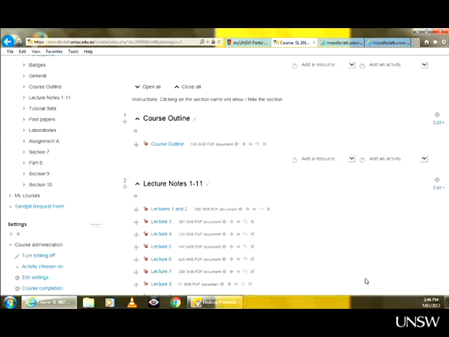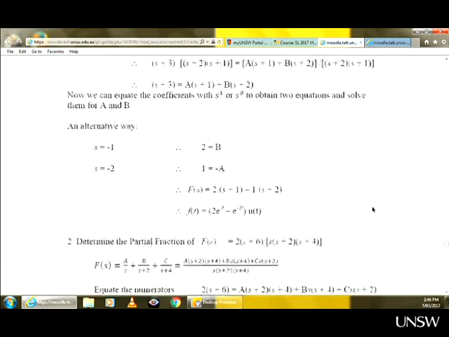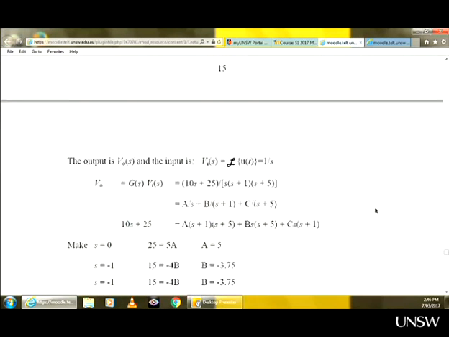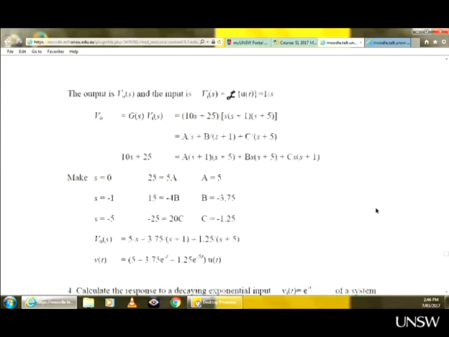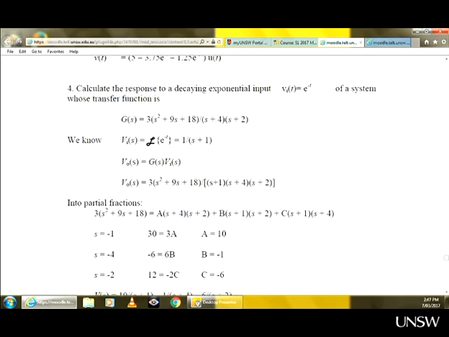So lecture 2. We're doing different examples of how to use partial fractions to get the inverse Laplace transform, so back from the S domain into the time domain. And we stopped here at example number 4. Question 4: calculate the response.